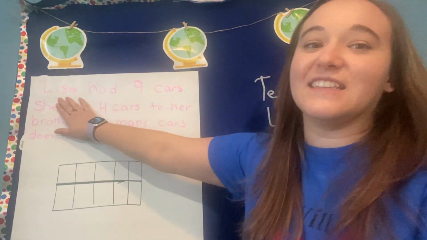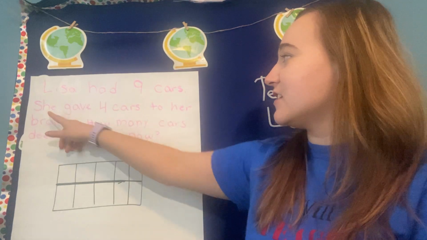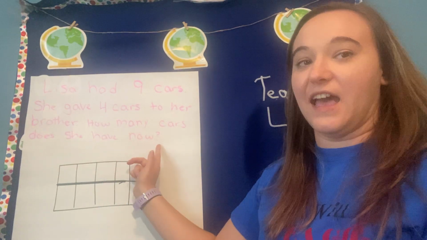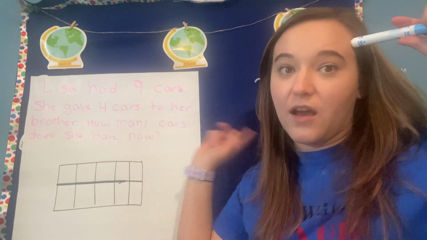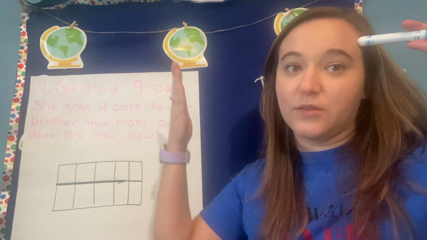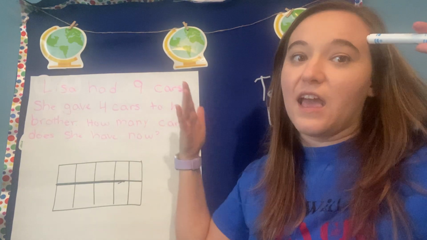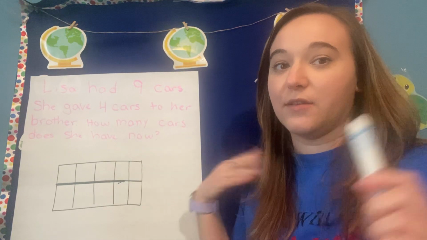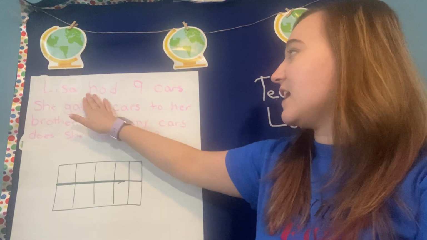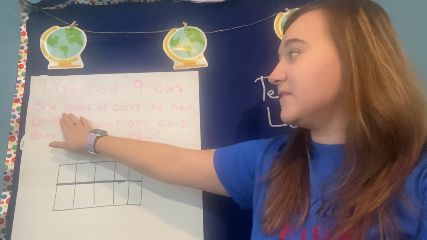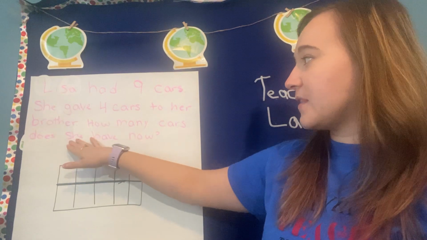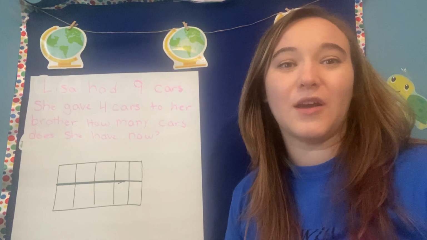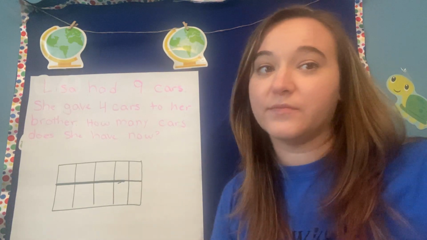All right. It says, Lisa had 9 cars. She gave 4 cars to her brother. How many cars does she have now? So think in your head, what keywords are going to tell you if we're adding or if we're subtracting? And also, what are we doing? Think about it. What numbers? Ready? Lisa had 9 cars. She gave 4 cars to her brother. How many cars does she have now? So, think about it. Are we adding or are we subtracting, and how do you know?